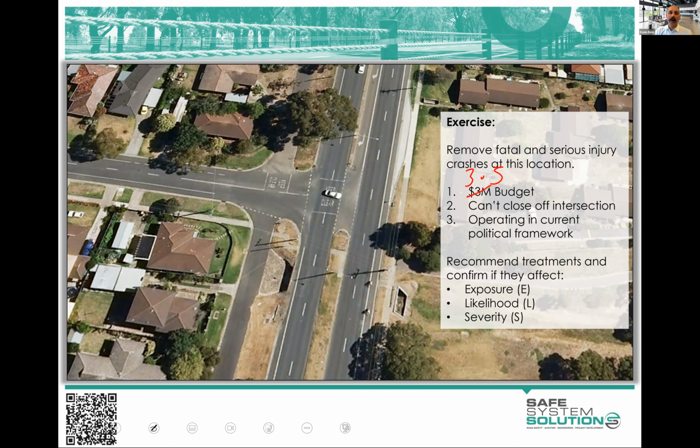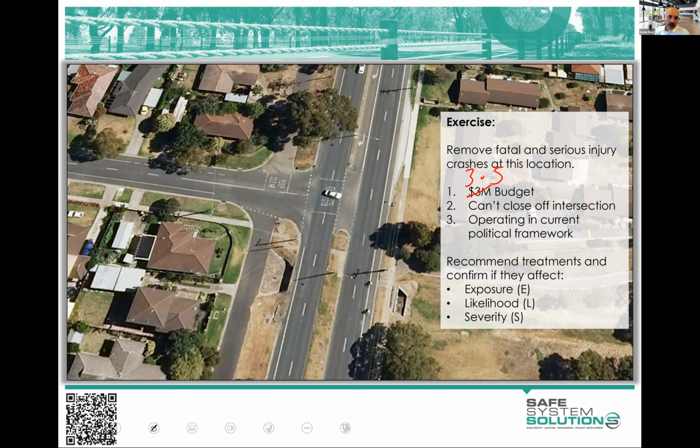And so what I want you to do is come up with a treatment or a suite of treatments, but it's not that easy. I want you to categorize everything you're suggesting into either changing the exposure to crashes. So that's going to be stopping a number of people or vehicles being exposed to those crashes. The likelihood of crashes, so reducing the chance that a crash will happen, or the severity of crash, or a combination. So let me give you an example.